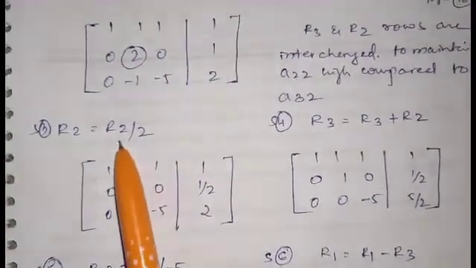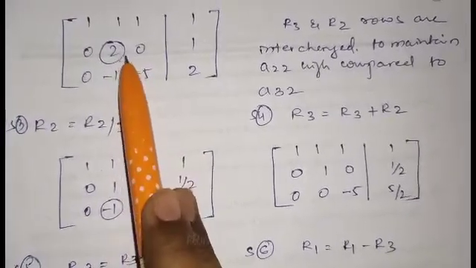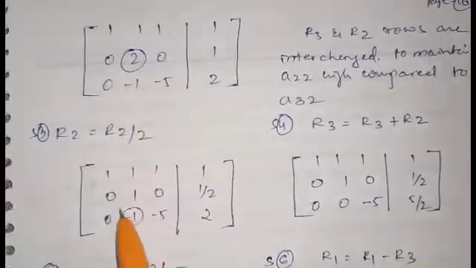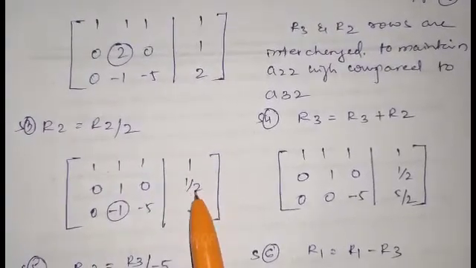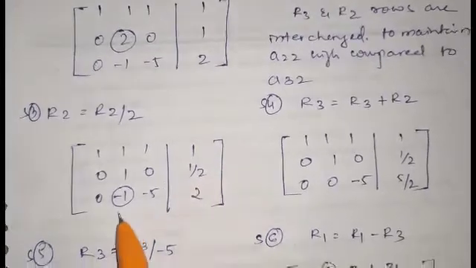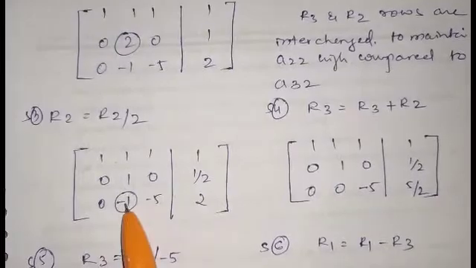So I am considering R2 divided by 2, because 2 is there, and I need to make it as 1, so I just divide it by 2. So 0 divided by 2 is 0, 2 divided by 2 is 1, 0 divided by 2 is 0, again 1 divided by 2 here it comes. So now the next step is I need to make this particular element as 0.